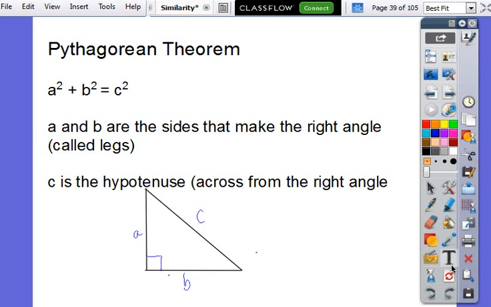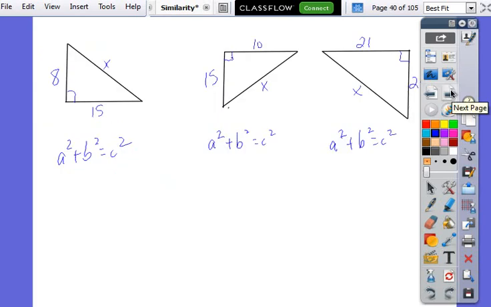All right, in order to solve it, which one is most important to find? C. Figure out which one is C first. So of the 8, the 15, and the X, which one is my C? X. Make sure you put that one in the C spot, and then the others, it doesn't matter. I can put the 8 first or the 15 first.